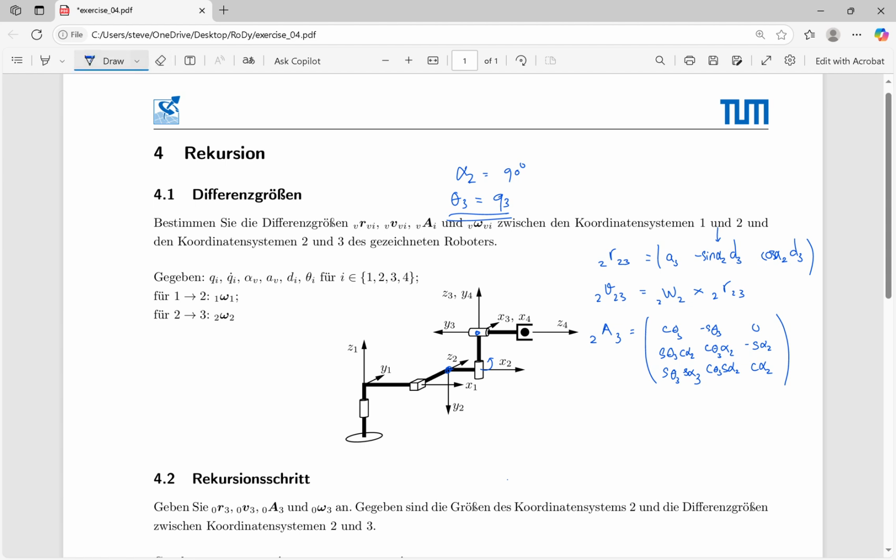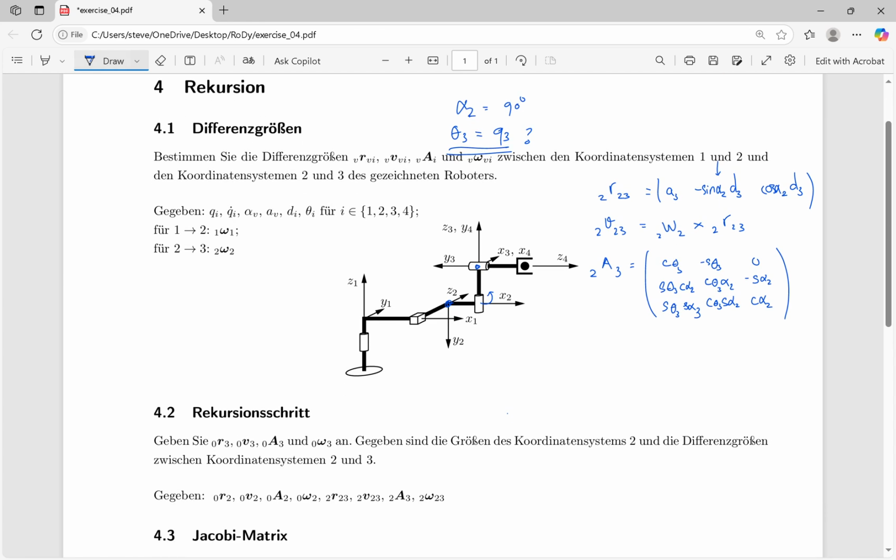But just in case that this is not true, although I'm pretty sure that it's true, I'm going to ask my supervisor tomorrow. But I'm 99% sure that theta 3 is actually q3. Okay.